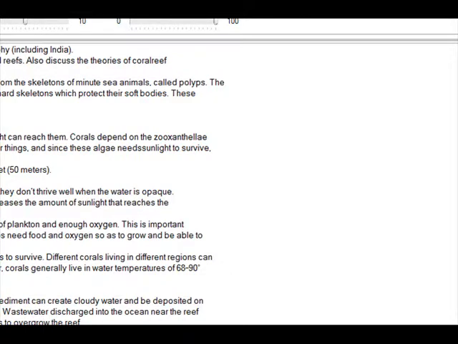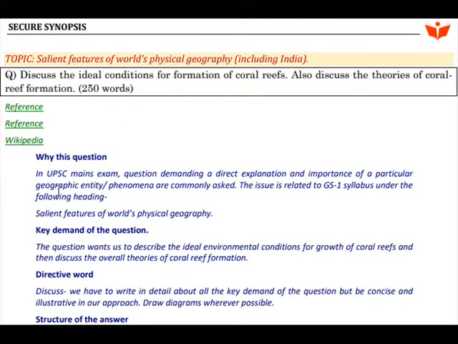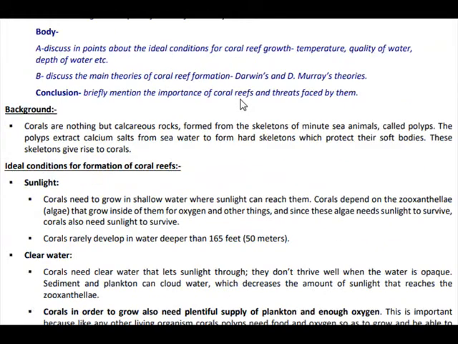Topic: Saline features of world's physical geography including India. Q. Discuss the ideal conditions for formation of coral reefs. Also discuss the theories of coral reef formation.